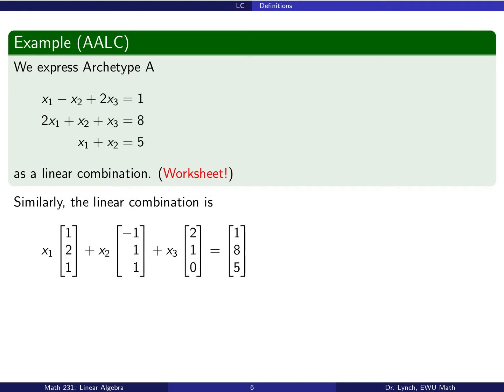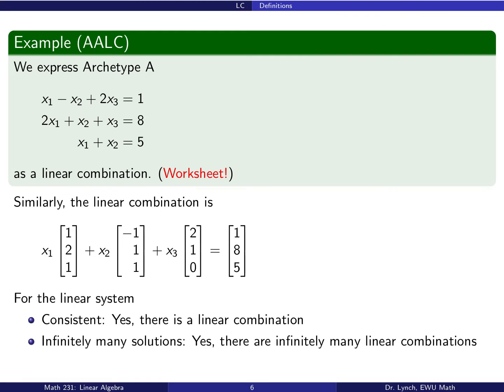Now, for this particular system, we know that the linear system is consistent. So to answer the question of whether the vector in question, 1, 8, 5, can be written as a linear combination of these other vectors, the answer is yes. Now, of course, this archetype is an example of a linear system with infinitely many solutions. So we know that there are infinitely many choices for x1, x2, and x3 that yield this vector 1, 8, 5 as a linear combination.